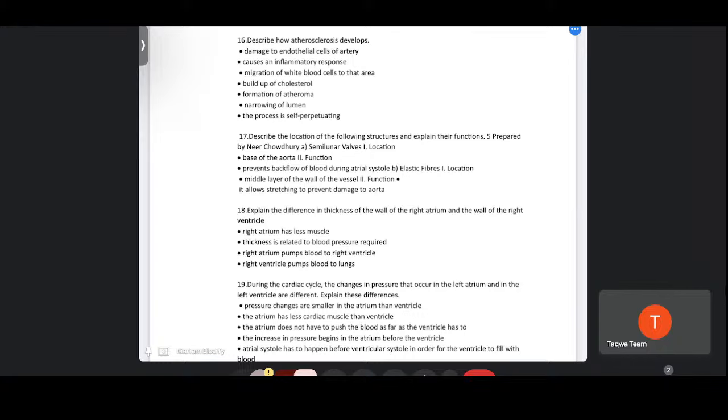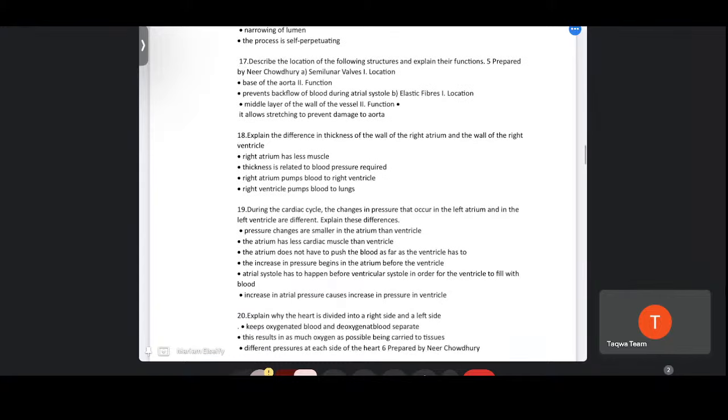Basically, first there is damage to the endothelial cells of the artery. This causes an inflammatory response. The migration of white blood cells to that area occurs. They build up cholesterol, formation of atheroma, narrowing of the lumen. The process is self-perpetuating. Okay. Describe the location of the following structures and explain their functions.